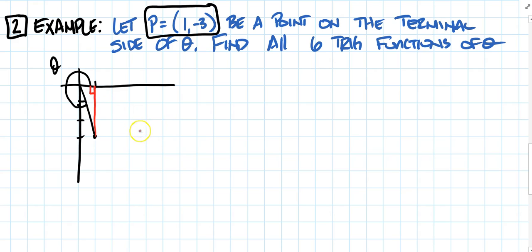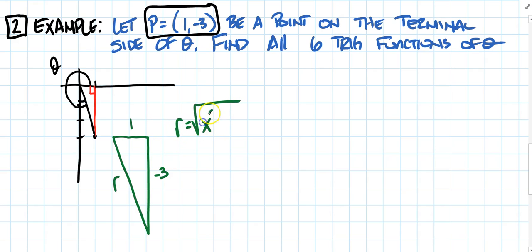So if I draw this a little bit bigger so we can see, my right triangle would look like this. This would be a value of 1. This is a value of -3, only because I'm in quadrant number 4. So I'm going to call this a value of r since I'm no longer on the unit circle. So r is the square root of x squared plus y squared. Again, that comes from geometry. So r is equal to the square root of 1 squared plus (-3) squared.